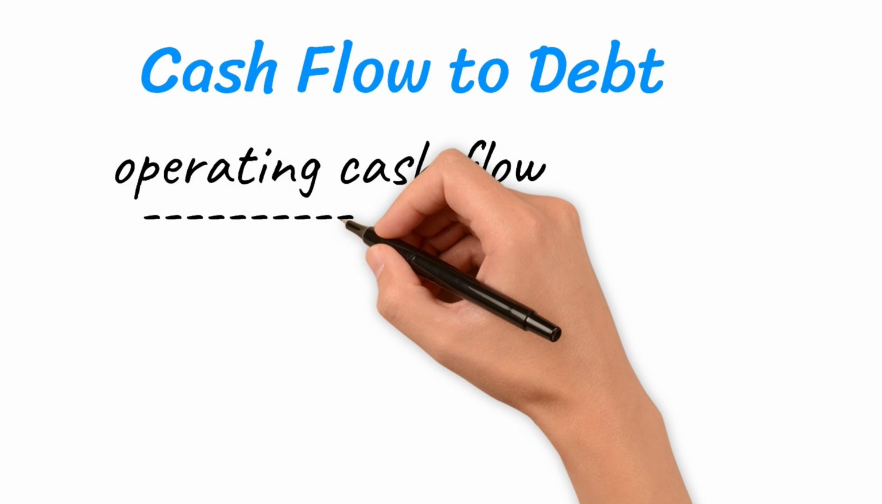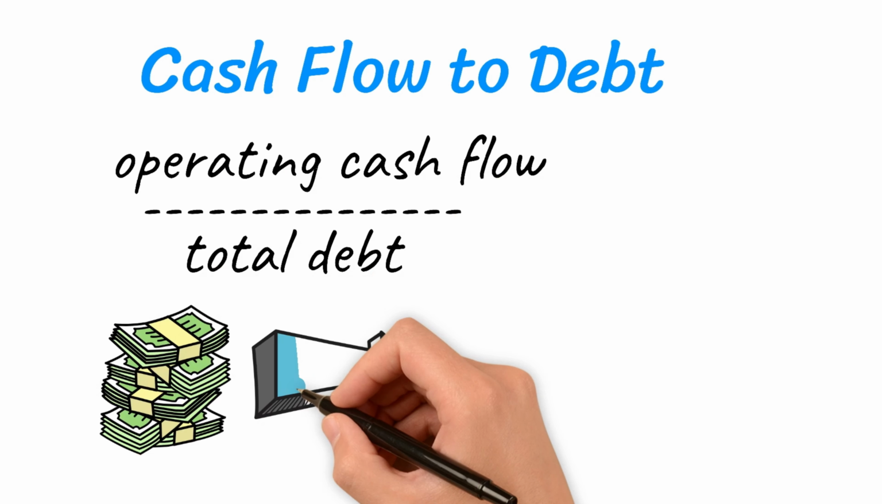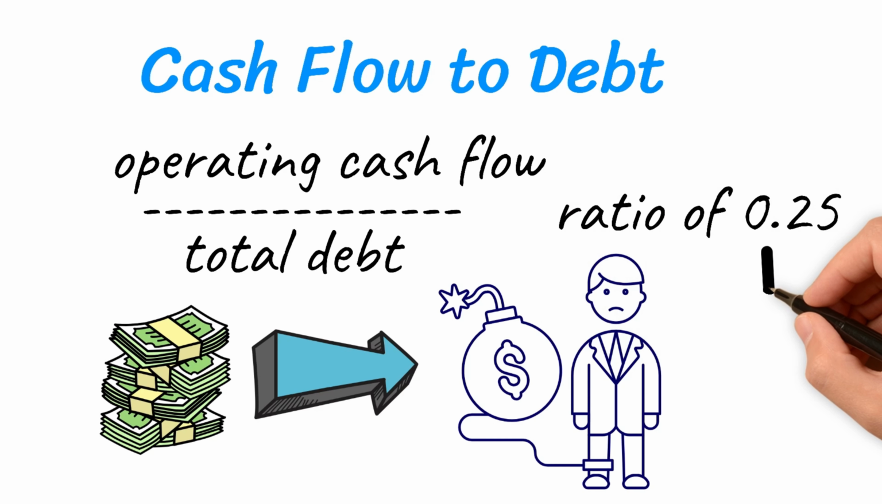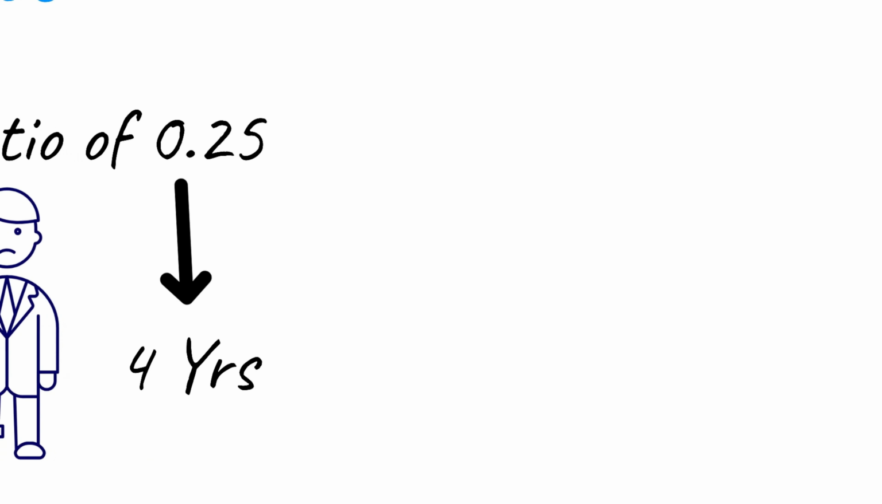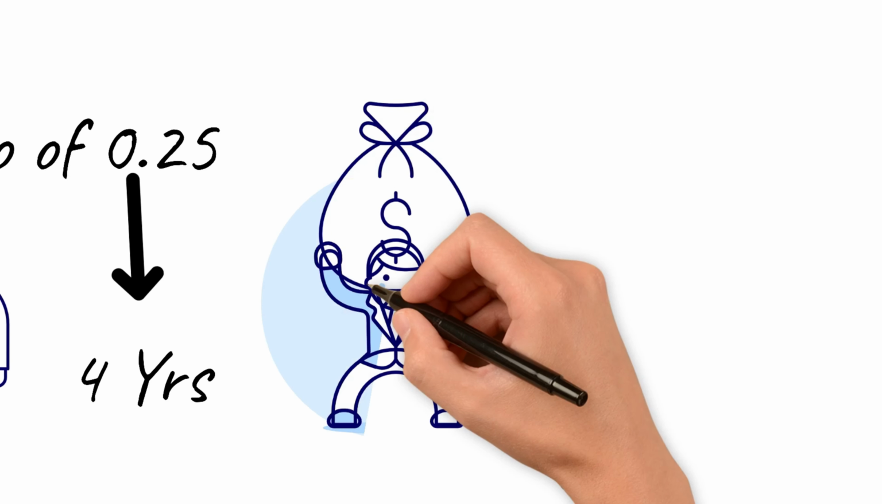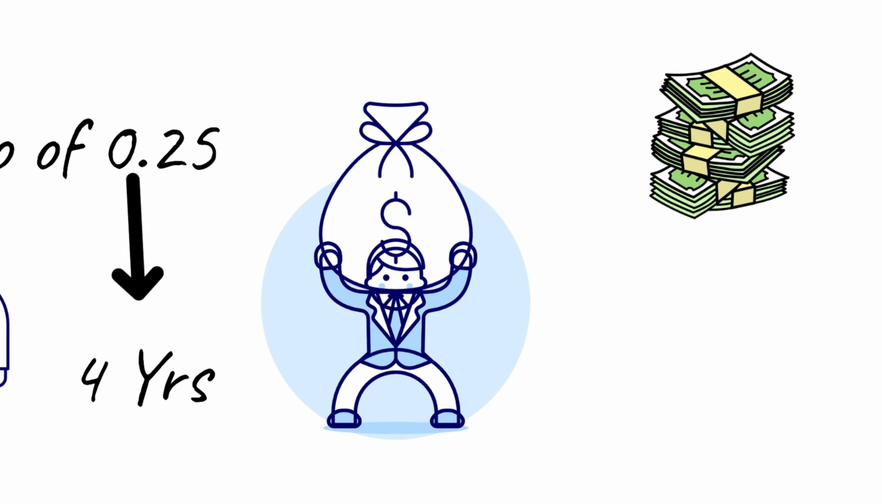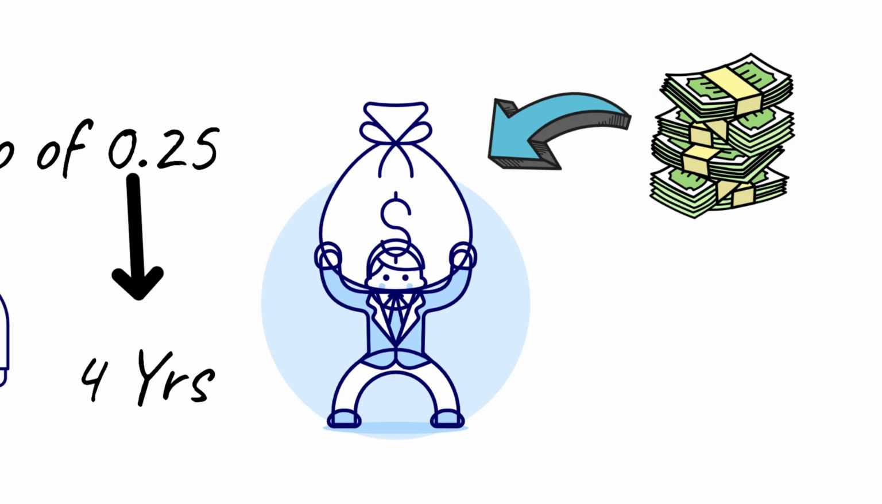Finally, cash flow to debt. Operating cash flow divided by total debt. It answers, if this company used all its operating cash flow to pay down debt, how long would it take? A ratio of 0.25 means it would take 4 years. This ratio is particularly useful for evaluating whether a highly leveraged company has the internal cash generation to responsibly manage its debt load without needing external financing.